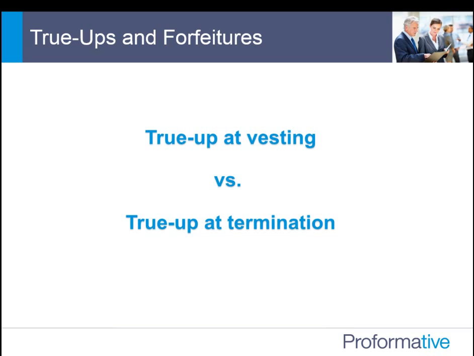Others will true up along the period, where it trues up at vesting and it trues up at termination. Effectively, if someone terminates, the final adjustment is made at termination and they come off your expense report. Others will carry it, as I said, all the way through. Some systems you put your forfeiture rate in and it applies for the life of the grant. Others allow you to make adjustments.